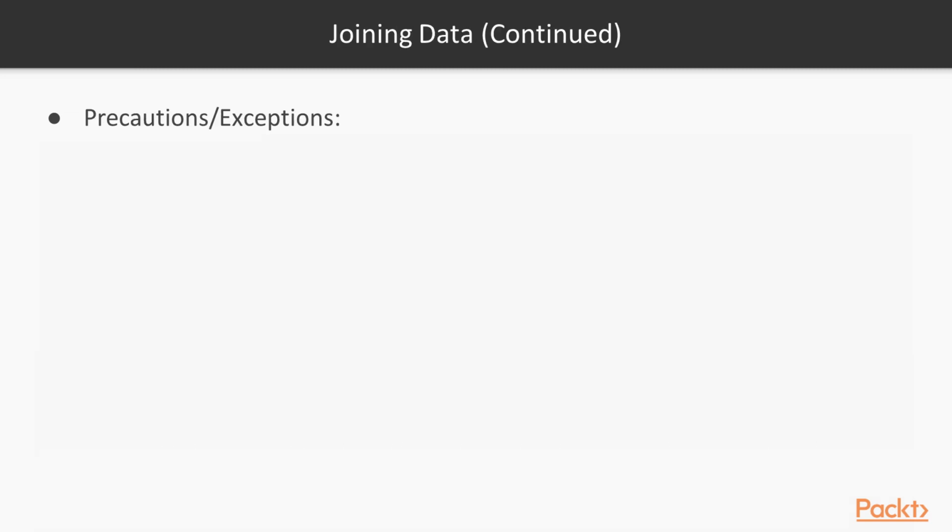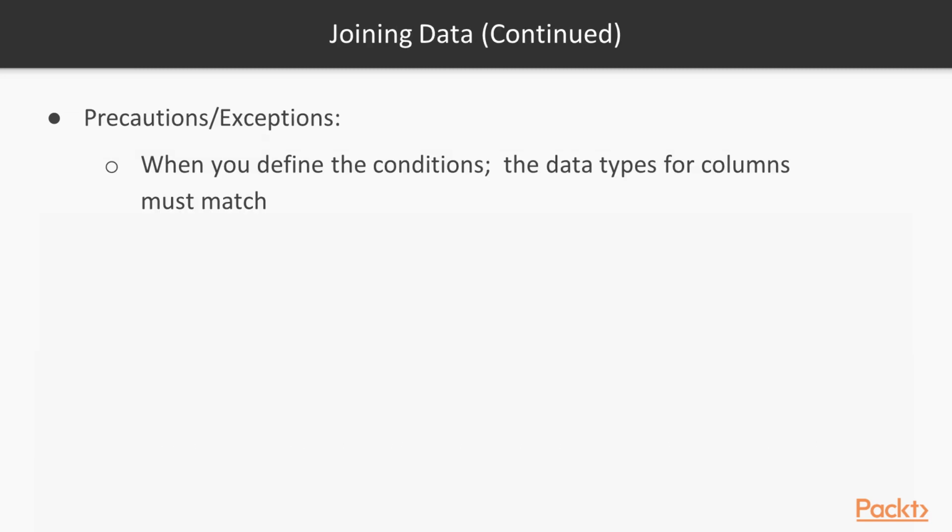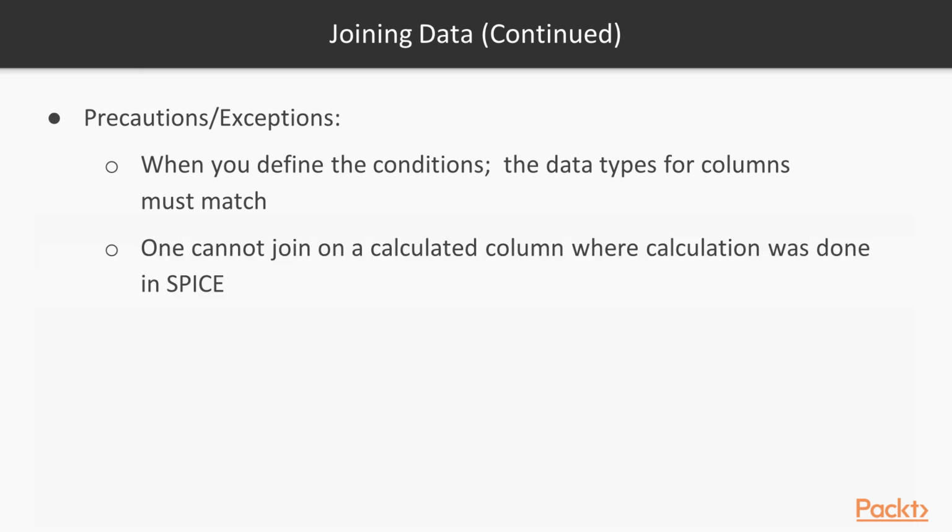Some precautions and exceptions. When you define the conditions, the data types for columns in the two tables must match. So if you're joining a column which has string data type, it has to be joined with another table with another column that also has string data type. Second, you cannot use a calculated column in the join condition.